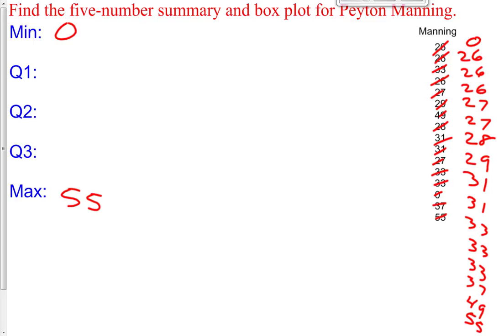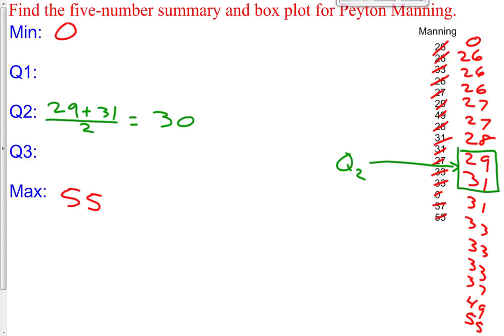Now I do Q2 next because that's the middle of all the data. So there are 1, 2, 3, 4, 5, 6, 7, 8, 9, 10, 11, 12, 13, 14, 15, 16 data entries. So the median, Q2, is going to be the 8th and 9th data entry. 1, 2, 3, 4, 5, 6, 7, 8. So right here is the very middle of the data, and I'm just going to put an arrow to it. This is Q2. So it's 29 plus 31 divided by 2, which obviously would be 30. His median, his Q2 year, had 30 touchdowns.